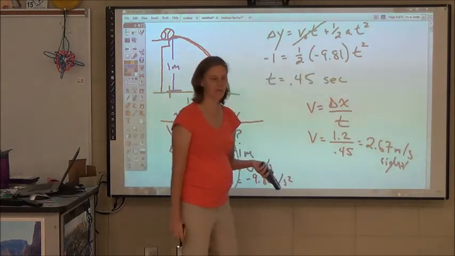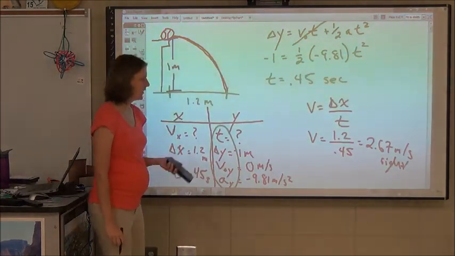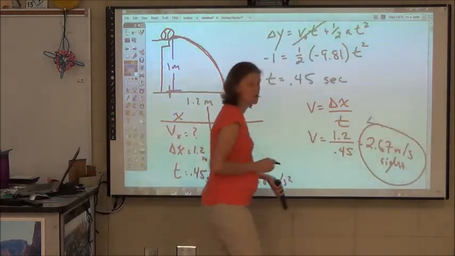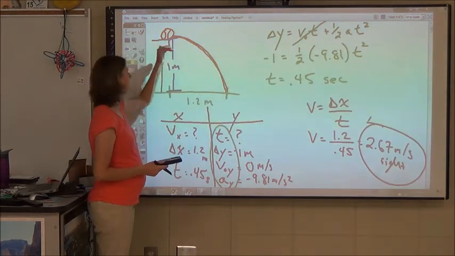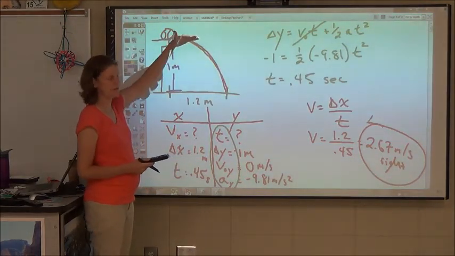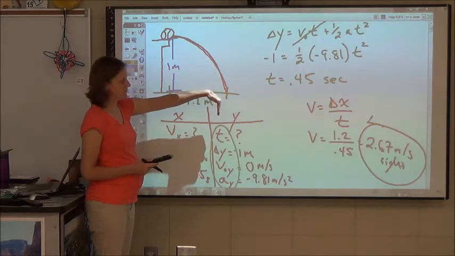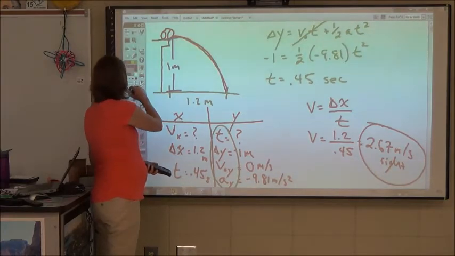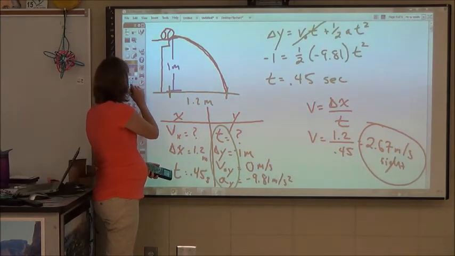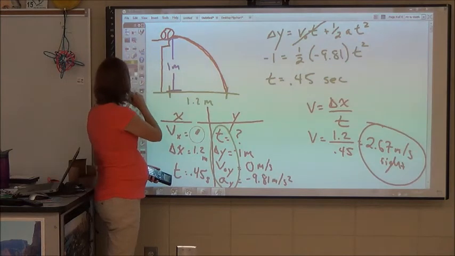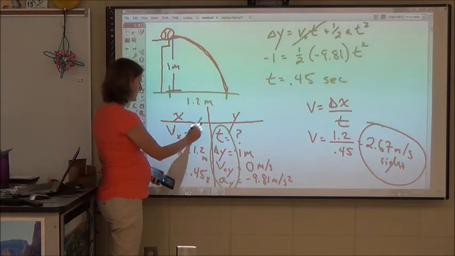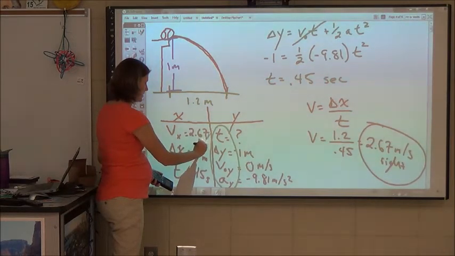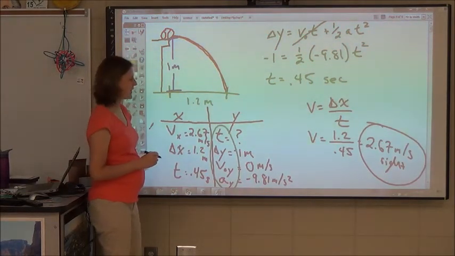I'll write it down for good measure, for my direction. Okay, so that's my answer to the first part. The initial velocity of this ball is 2.6 meters per second, just fired straight off to the right. It will immediately start to fall, but that's the initial velocity. So I'm going to plug that in here. So my x information is complete.